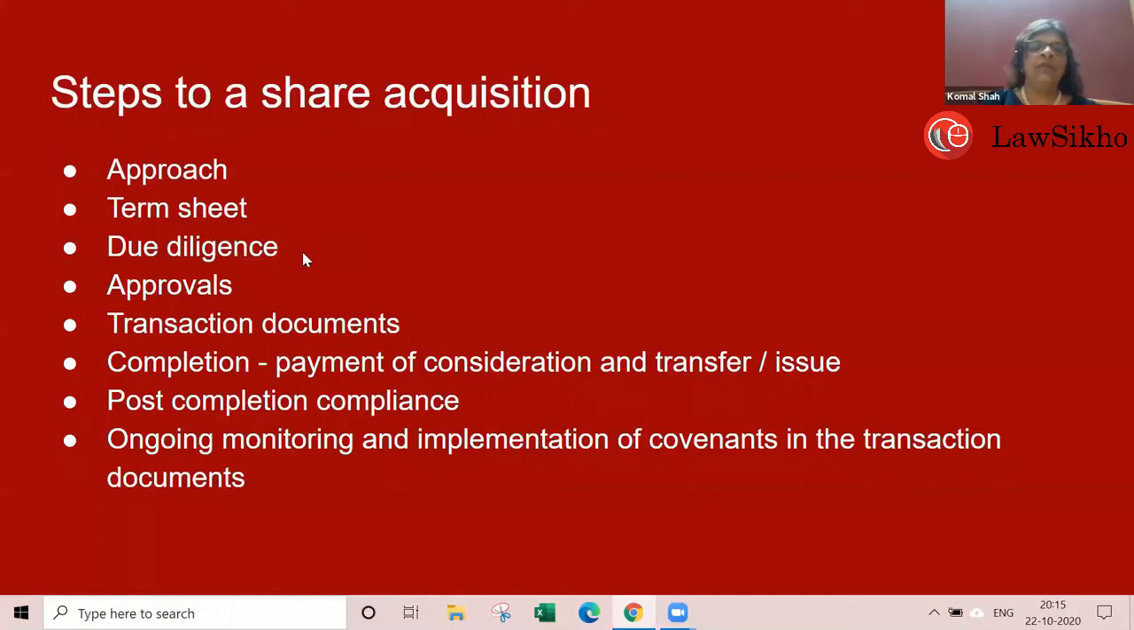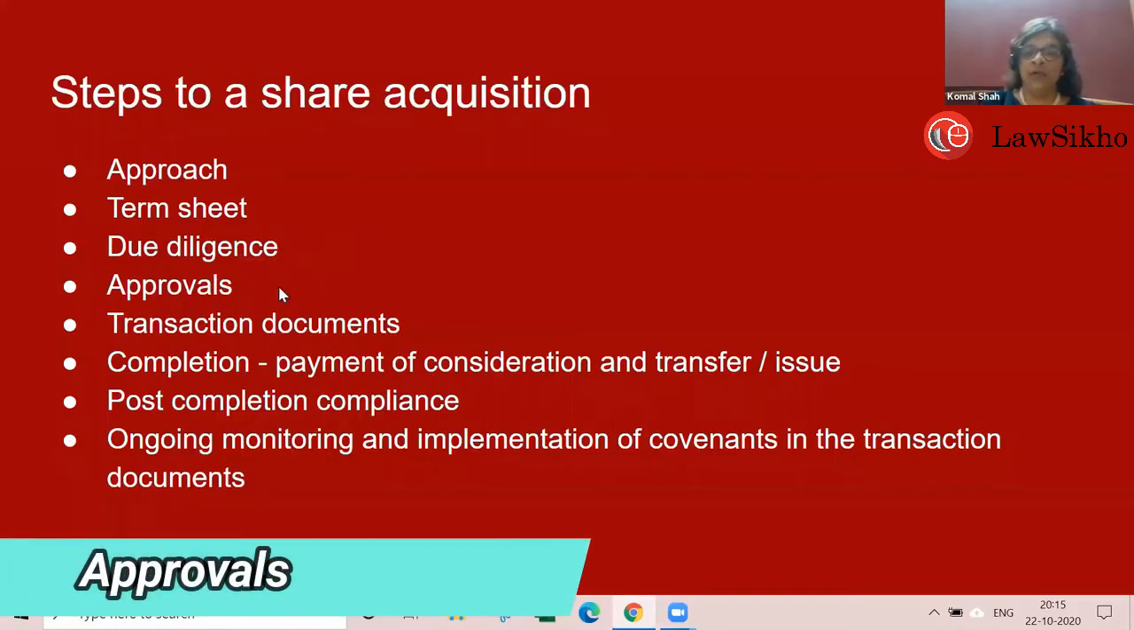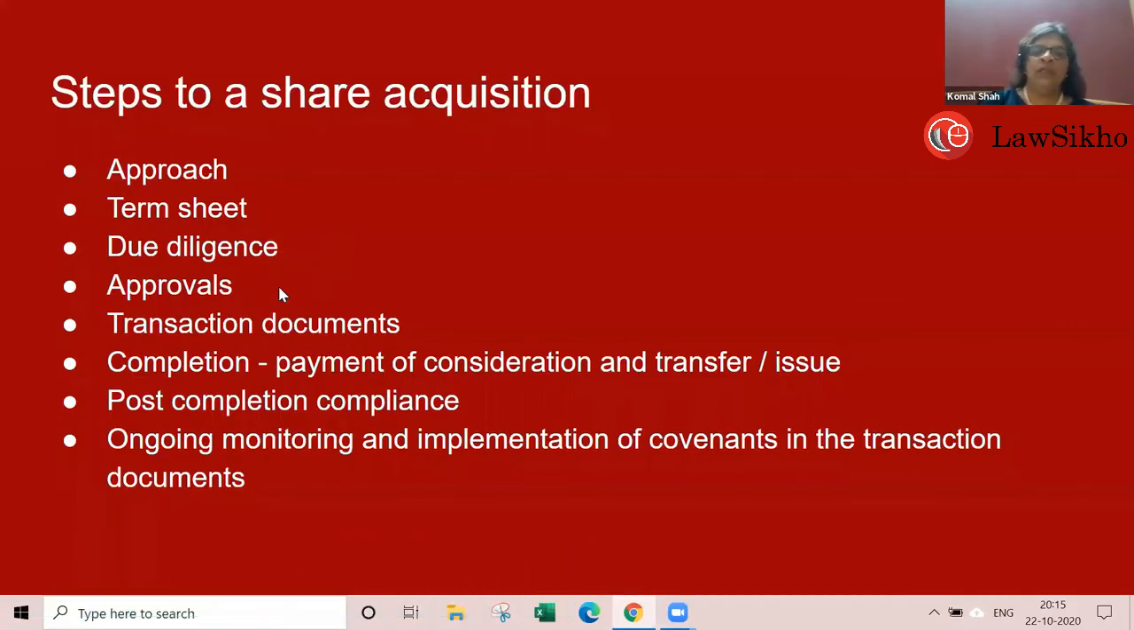Now once you are through that stage, obviously you will go into the approval stage, because you want the managements and owners of both the entities to approve it. So the board and the shareholders of both the entities have to say yes, go ahead, for the acquirer to go ahead and acquire, and for the target entity to go ahead and be acquired. So there will be very specific approvals at each stage for the board and the shareholders.